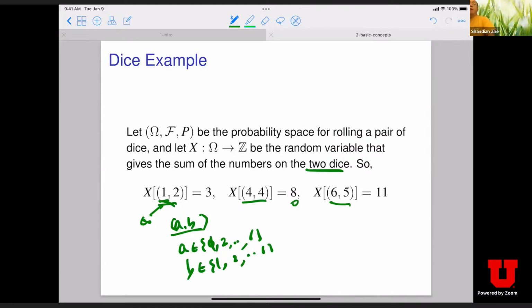For 6 and 5, map it to be 11. You can define whatever function or mapping as your random variable, but you have to satisfy some constraint, like your function must be measurable. I'm not going to talk about what is measurable, but basically you need to ensure that any inverse mapping of your random variable will map back to some event in the event space of your probability space. Otherwise, it doesn't make any sense, right?